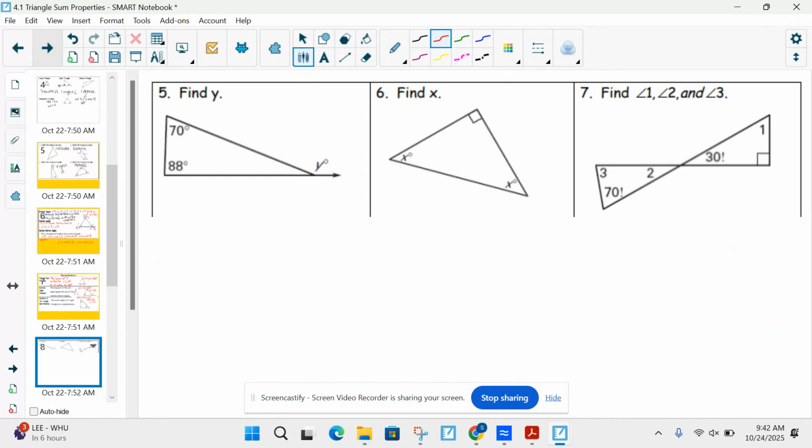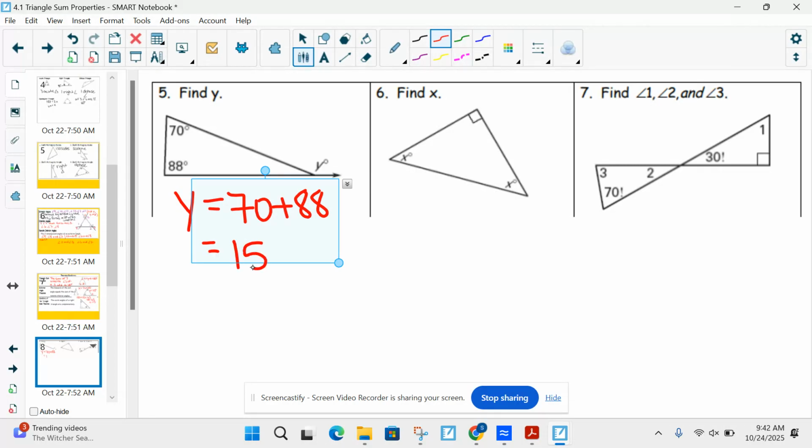All right, moving along, number 5. So y is an exterior angle and the two remote interior angles are 70 and 88. So we can just add those together. It seems simple now, but make sure that you don't forget this concept later or misapply it. Don't apply it in a situation where it doesn't work because the angle isn't exterior or the angles you have aren't remote interior. But this would be 158.